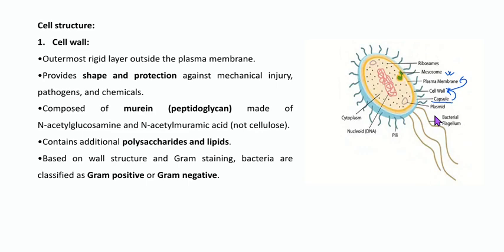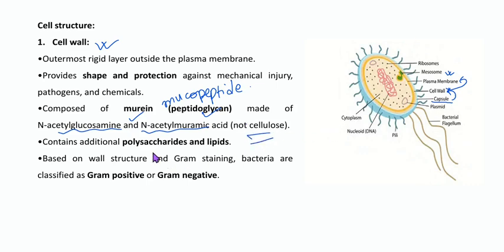So now let's discuss from point one, the cell wall. The cell wall is the outermost rigid layer that is just outside the plasma membrane. It provides safety and protection against mechanical injury, pathogens, and chemicals. Talking about its composition, it is made up of peptidoglycan, which is also known as murein, and also known as mucopeptide. It is made up of the major components N-acetylglucosamine and N-acetylmuramic acid, instead of the cellulose that is found in plants.